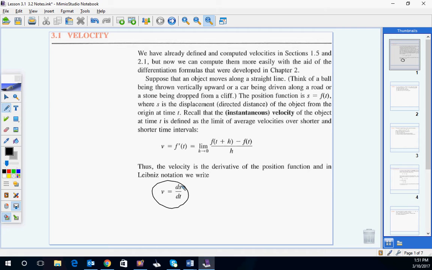And then we're just going to do 2 examples here, and then we'll go to acceleration. So it should be pretty quick.